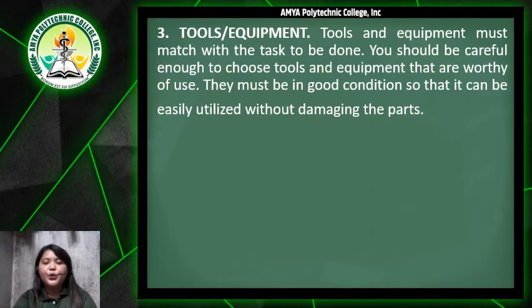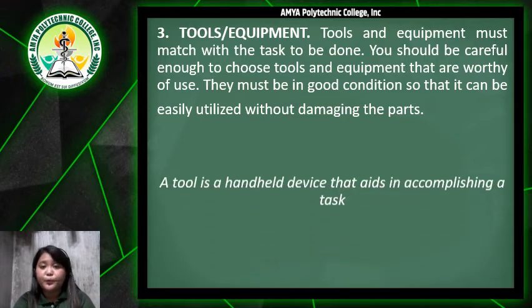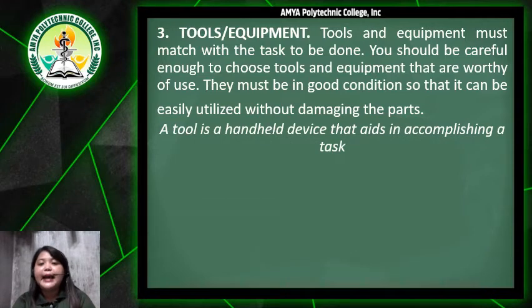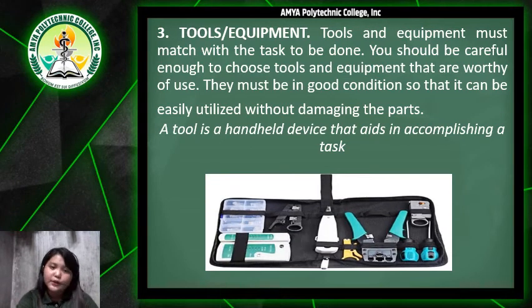Next, we have the tools and/or equipment. Tools and equipment must match the task to be done. You should be careful enough to choose tools and equipment that are worthy of use. They must be in good condition so that they can be easily utilized without damaging the parts. A tool is a handheld device that aids in accomplishing a task. So we have here an example of tools or equipment.